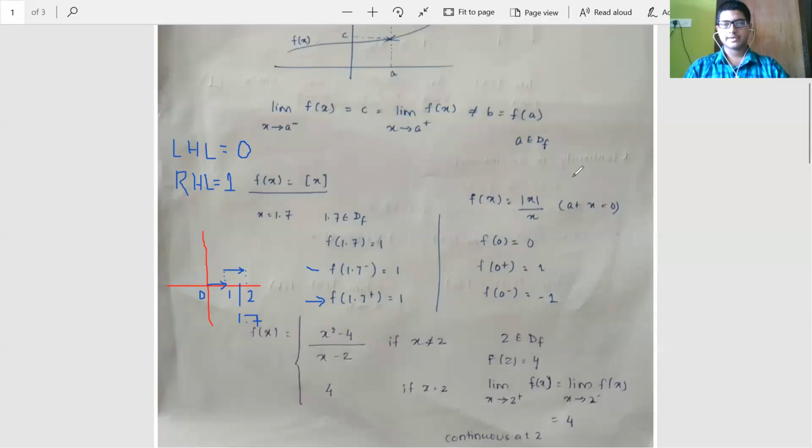This is the example which is basically like the signum function. So let's consider the continuity of the function at x equal to 0. So at 0, this value is 0. It is defined, signum function.